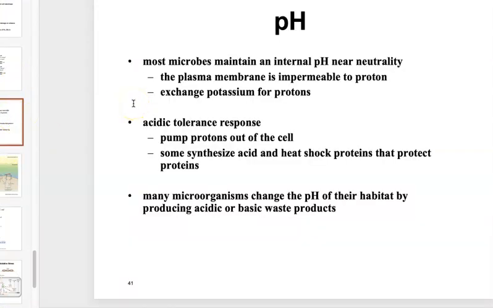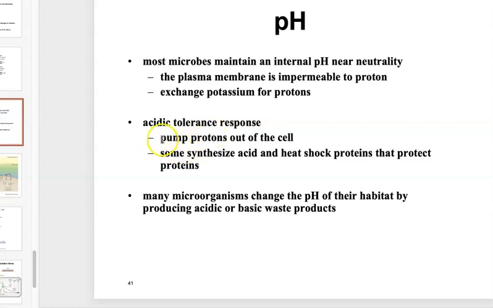pH issues are pretty important as well. And most microbes, regardless of whether they're acidophiles or neutrophiles or alkalophiles, will maintain their internal pH near neutrality. The plasma membrane is impermeable to protons, and there's a lot of ion exchangers in place to facilitate a balanced pH. But there is an acid tolerance response, so they're capable of pumping protons out of the cell if they become excessive. And obviously that can be a problem because it does take energy to do that, but at least they're not dead.